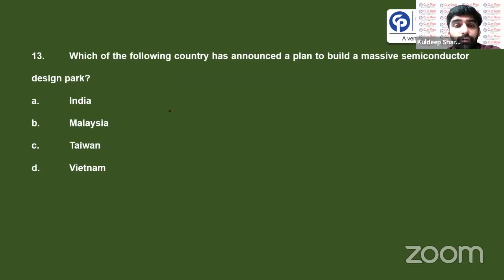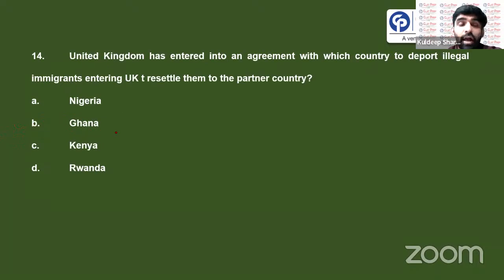Next is which of the following countries announced a plan to build a massive semiconductor design park? So is it India, Malaysia, Taiwan, or Vietnam? And the answer is Malaysia. Next, the United Kingdom has entered into an agreement to deport illegal immigrants entering the UK illegally and settle them in a partner country. And we know the answer is Rwanda.